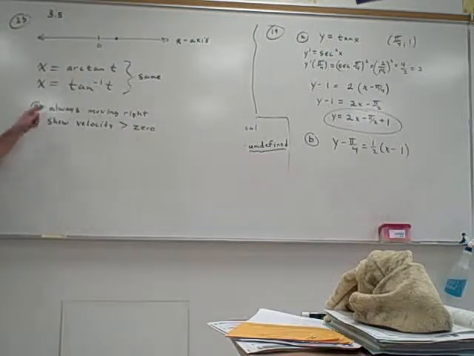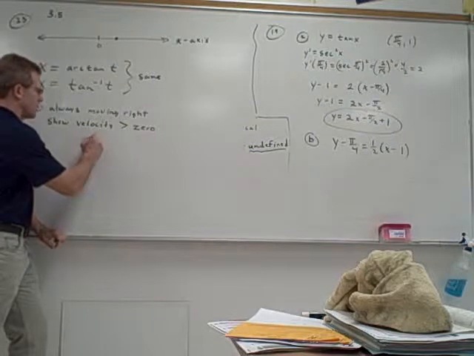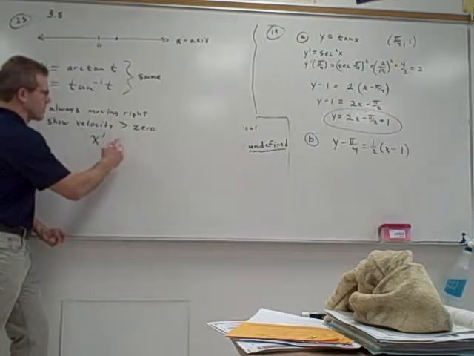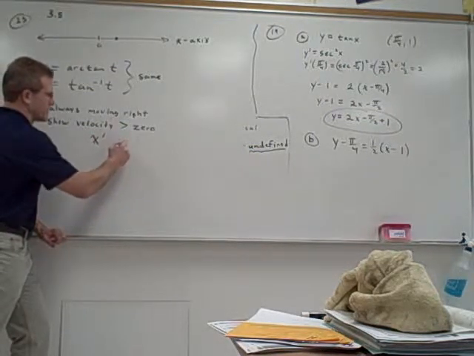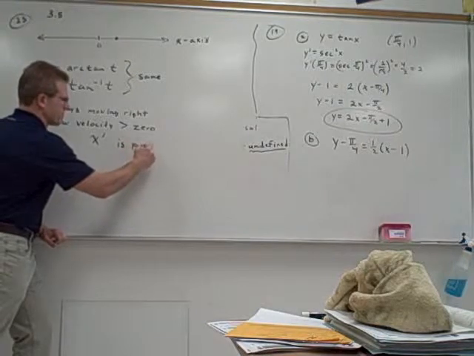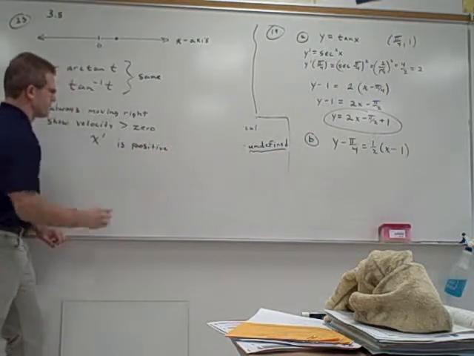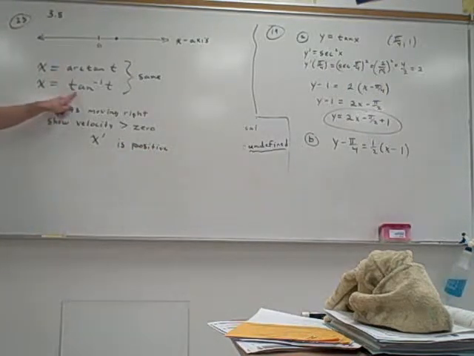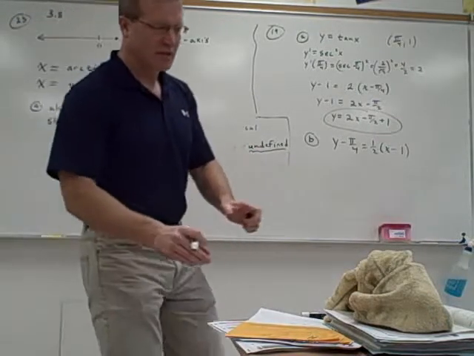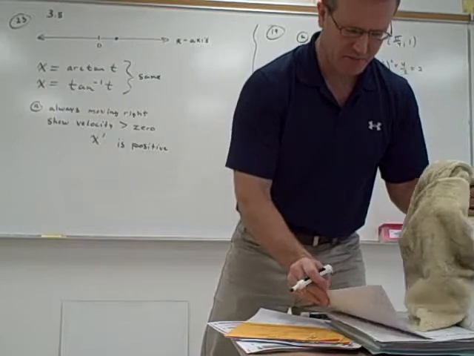Now, if this is the position graph, how do I find the velocity? You have to do the derivative. Yep, so you're going to have to do x prime. You have to show that x prime is positive, or greater than 0. So how do I find the derivative of that? Well, flip your formula sheet over. That's where all these formulas come into play.